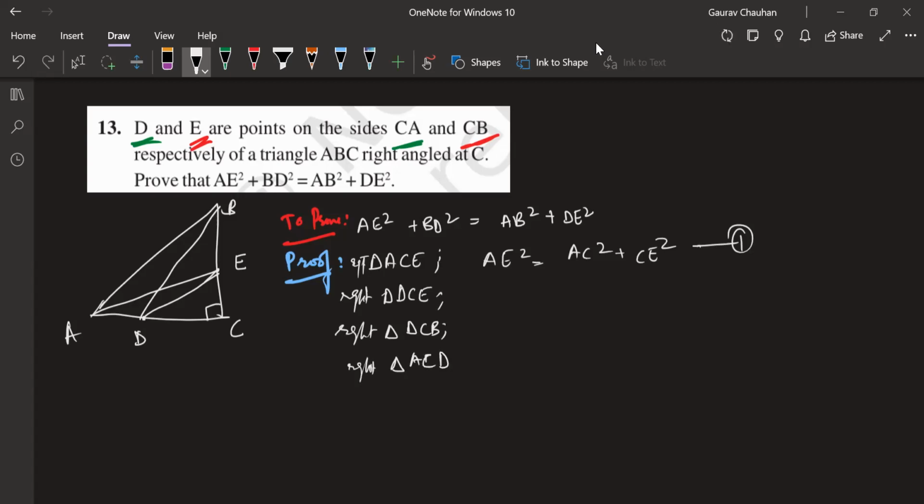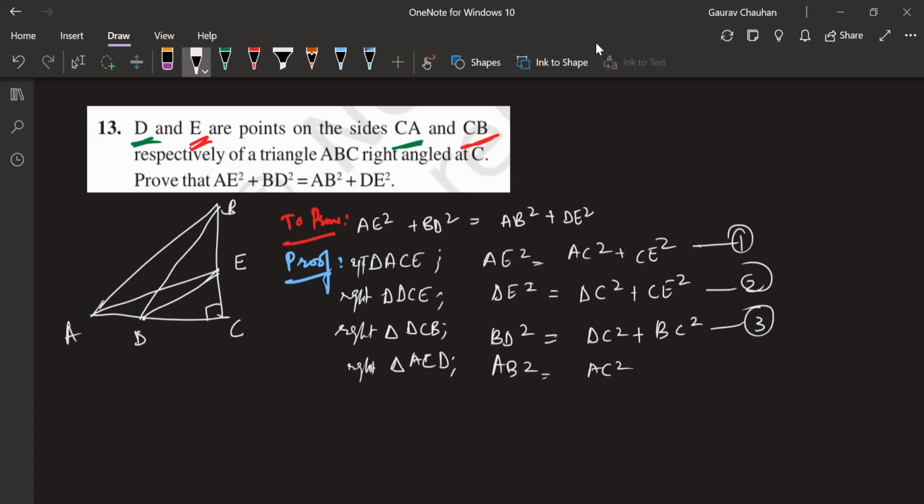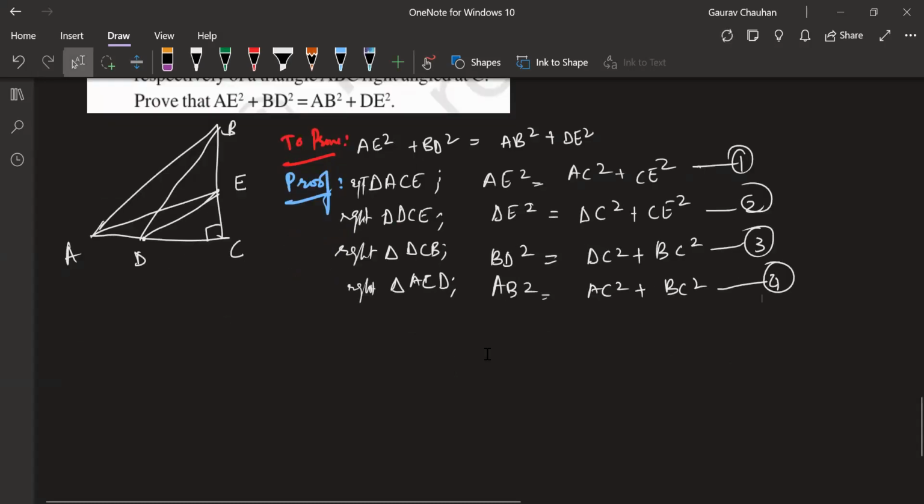ABC. Okay. So quickly tell me, in DCE what is it? DE square is equal to DC square plus CE square. Okay. And BD square is equal to DC square plus BC square. Okay. And AB square is equal to AC square plus BC square. Perfect. And now we will add equation 1 and 3, sir, because we want BD on one side. Very good.